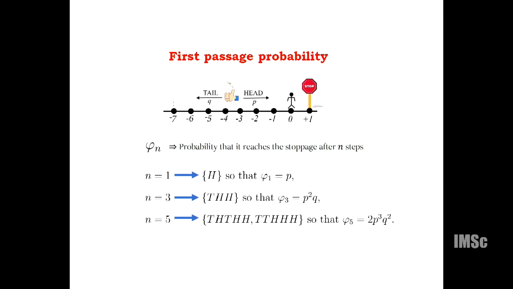For n is equal to 3, the only way it can reach +1 after 3 steps is this combination, 1 tail and 2 heads. And the corresponding probability is p square q. Why p square? Because there are 2 heads, and why q? Because there is 1 tail. Analogously, for n is equal to 5 also, you can find the corresponding probability is given by this quantity. There is p cube because there are 3 heads, and q square because there are 2 tails. And the factor 2 comes because now it has 2 possible ways to reach +1 starting from 0.